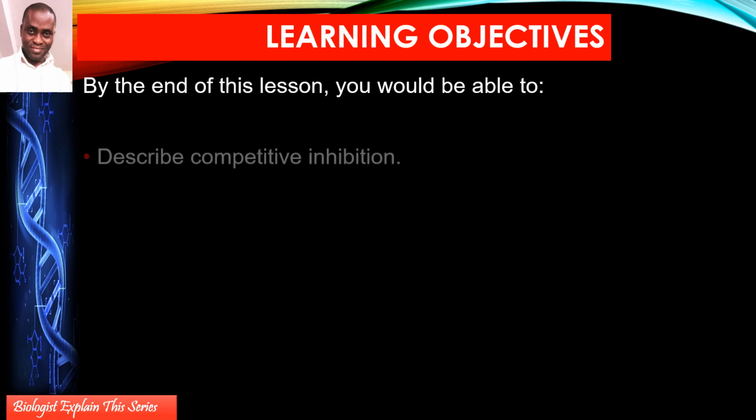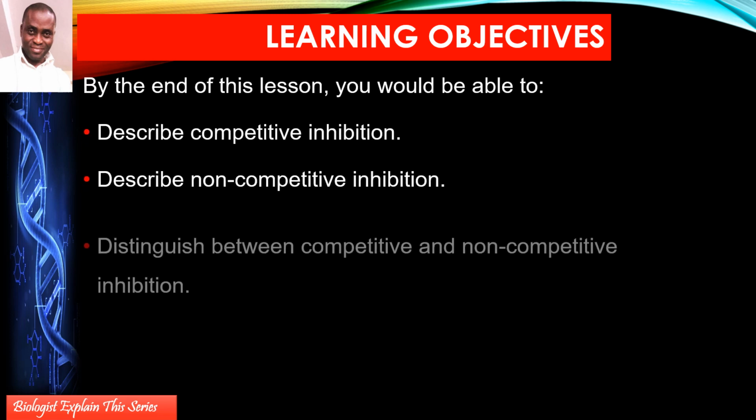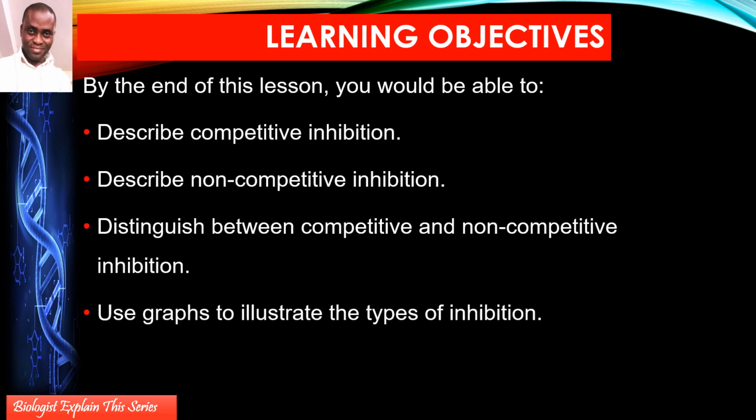So, let's start off by looking at our learning objectives for this lesson. At the end of this lesson, you will be able to describe competitive inhibition and also be able to describe non-competitive inhibition and be able to distinguish between these two kinds of inhibition, and lastly be able to use graphs to illustrate the types of inhibition and particularly be able to appropriately apply these concepts and principles you have learned to practical exam situations.